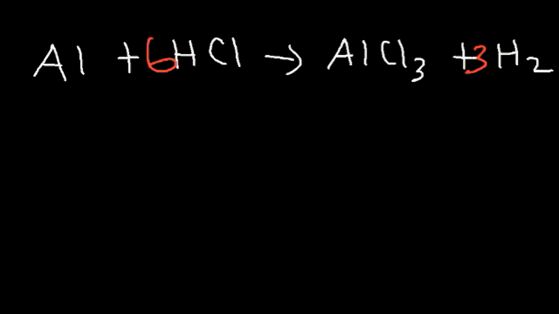And let's rebalance it. So now that we have 6 hydrogen atoms on both sides, let's balance the chlorine atoms. We have 6 on the left, 3 on the right, so we need to put a 2 in front of AlCl3. And so since we have 2 aluminum atoms on the right side, we got to put a 2 in front of Al. Now the reaction is balanced.